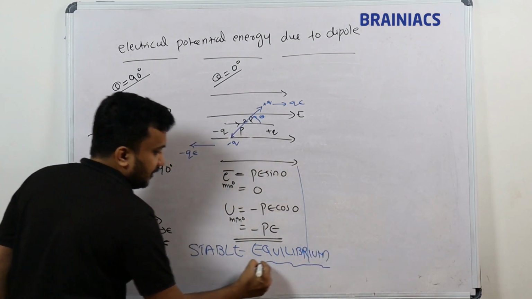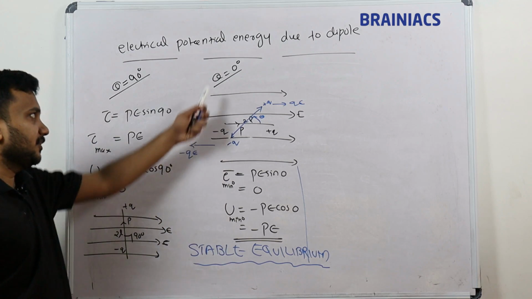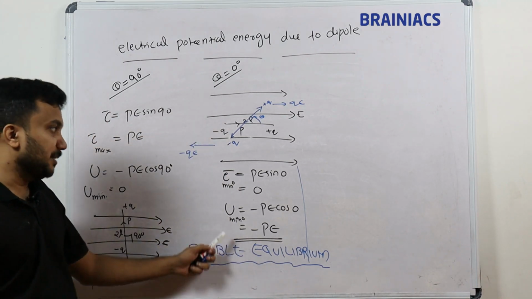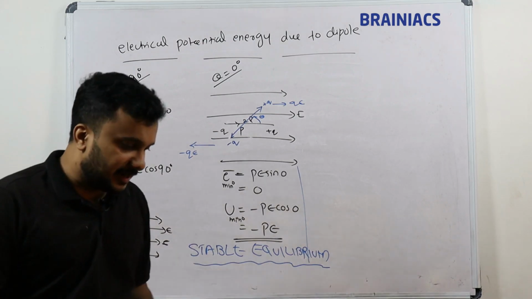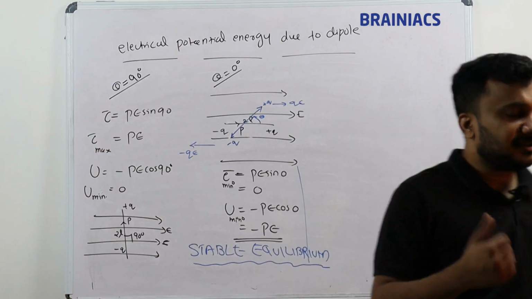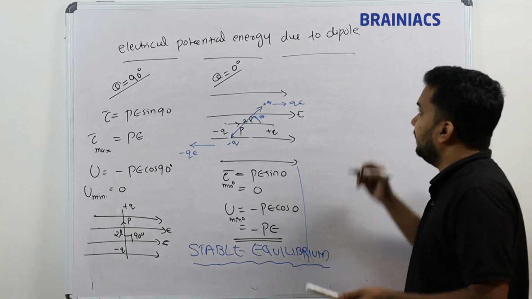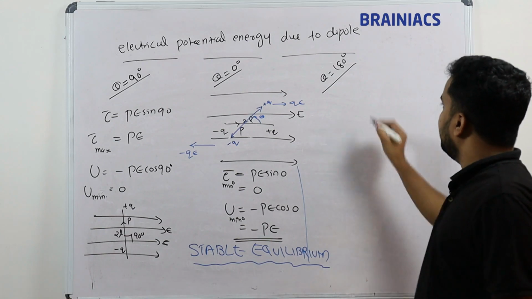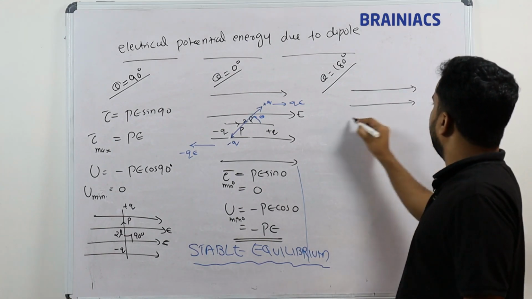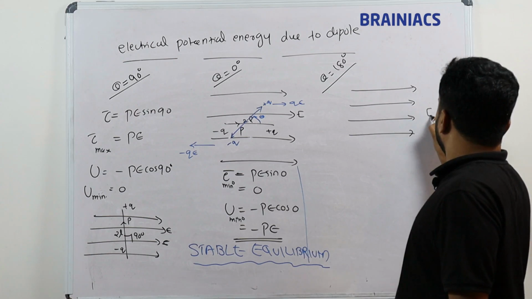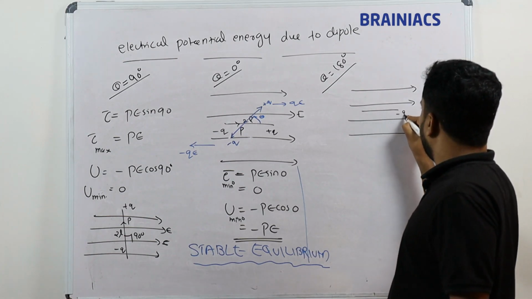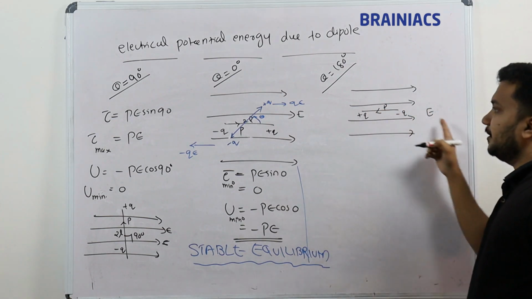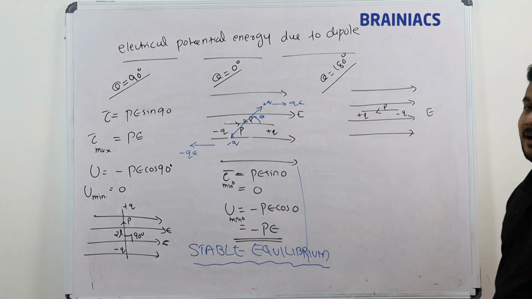So remember this point, what is called stable equilibrium. When theta equals 0 degrees, at stable equilibrium, potential energy is minimum. Then we will see the other cases, when theta is 90, theta is 0, and theta equal to 180 degrees. Theta equal to 180 degrees means your electric field vector is like this, and the dipole moment is opposite, minus q to plus q, in the opposite direction. This is called P. So the electric field is in one direction and the dipole moment in another.